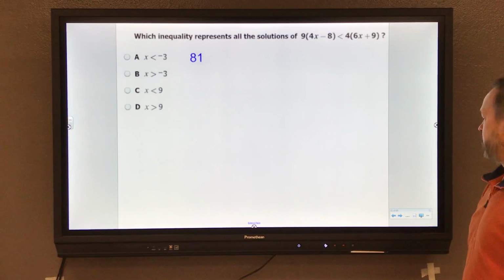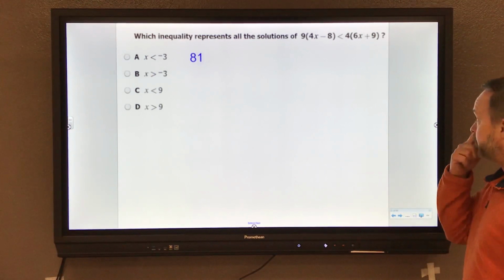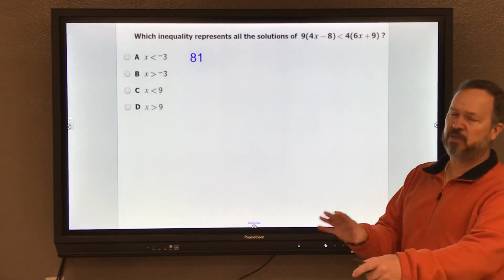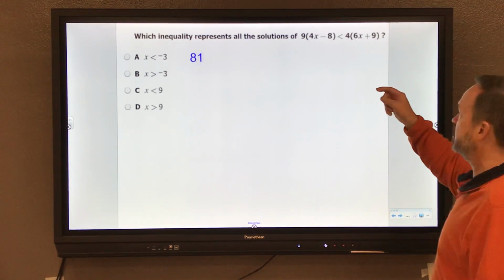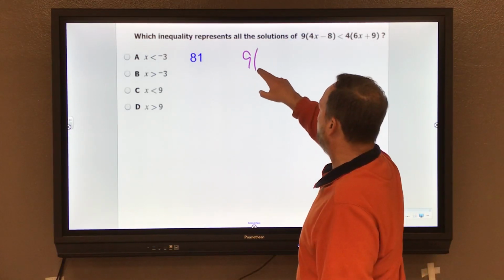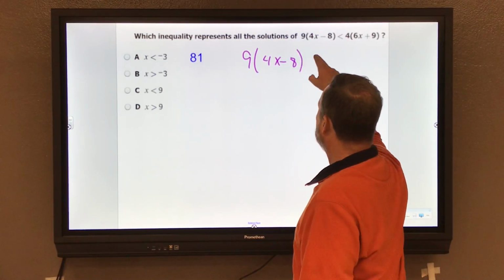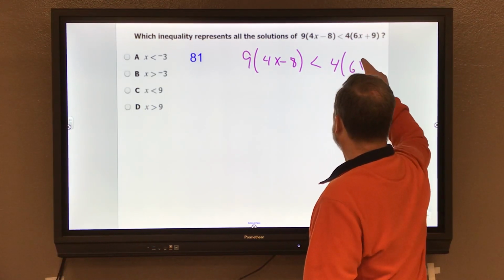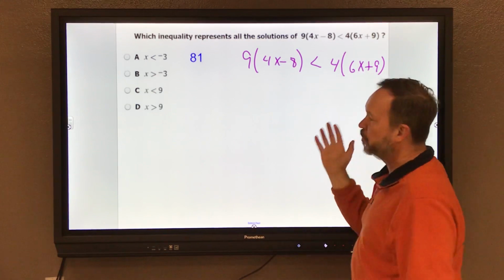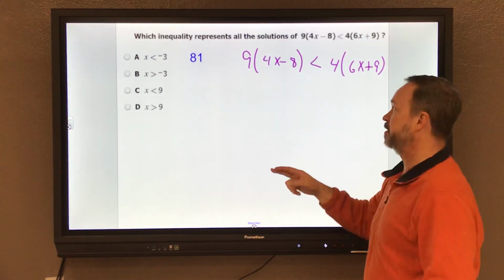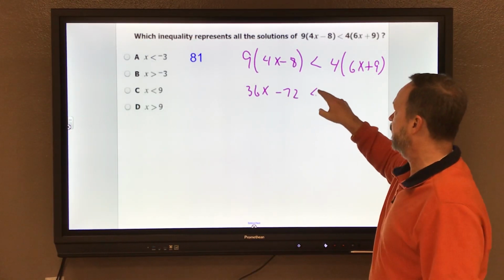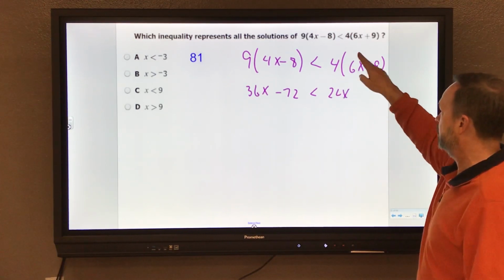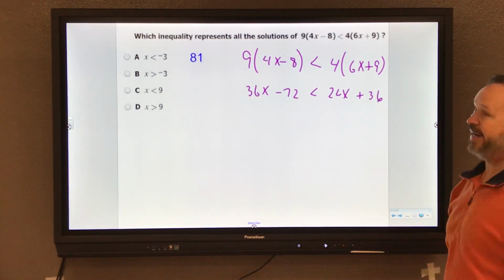Which inequality represents all the solutions of this? So I think this is the last problem I'm going to do in this video, and then we'll have the rest of this material in a second video. It says which inequality represents all the solutions for this. So it's like the problem a couple of problems ago where we have an inequality. This one's a little different, a little more complicated in some ways because you got the distributive property a couple of times, but we're not allergic to the distributive property, so that's 36x. Distribute, that's minus 72. Distribute, that's 24x. That's 36. Hopefully that's easy.